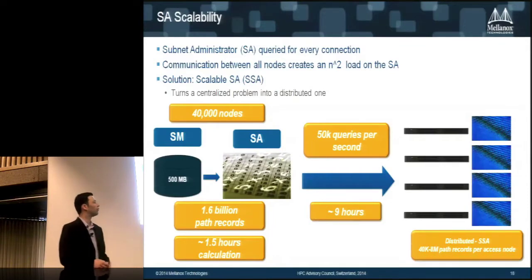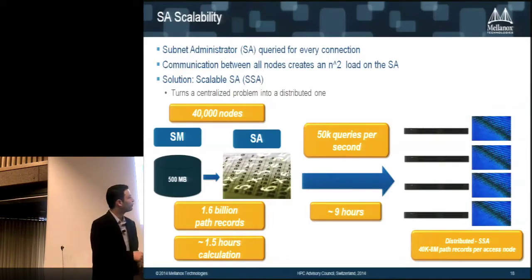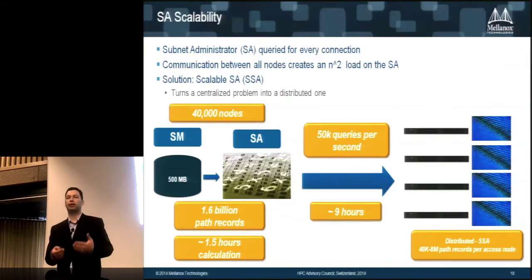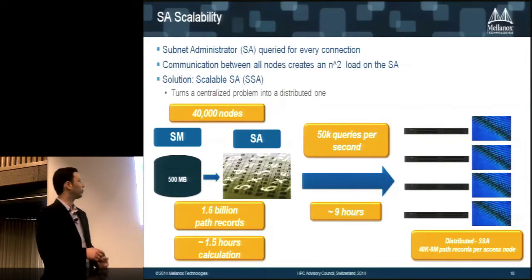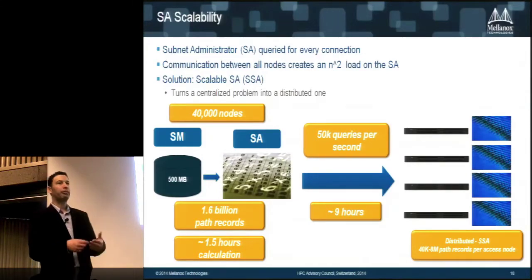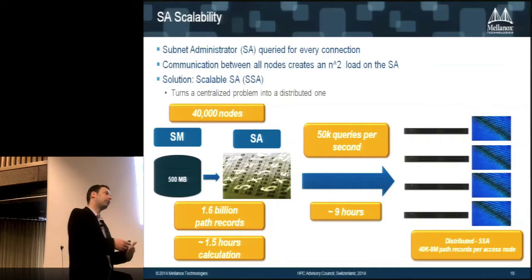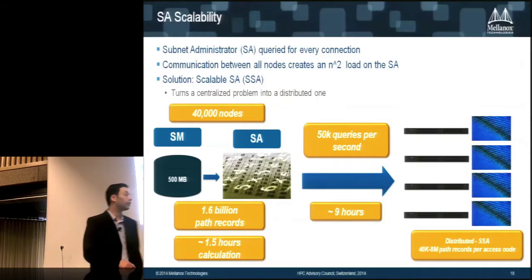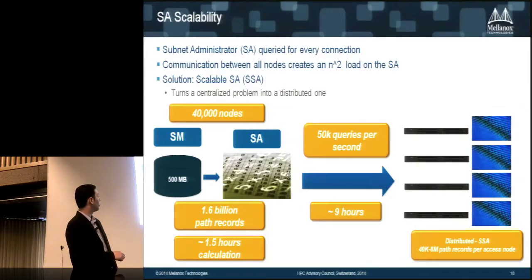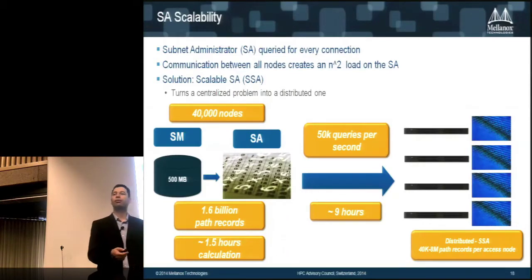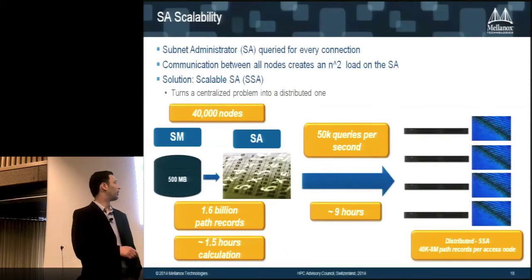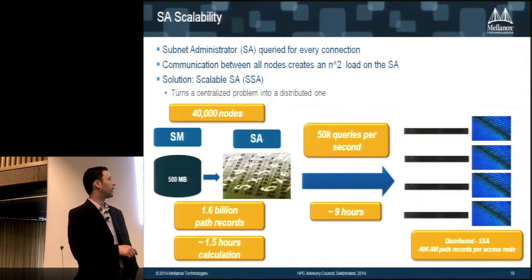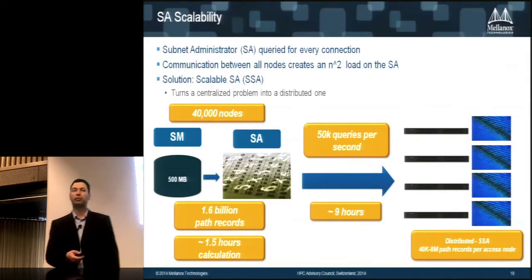So this problem became a distributed, scalable SA, and each one of the nodes that is the access layer servicing path queries will only need to deal with paths that are relative to the host that accesses it to ask for path records. So basically, we took this 1.5 hour calculation and 9 hours to serve and turned it into something completely distributed, where in the best case we're talking about 40K or 8 million path records that will be handled by a node.